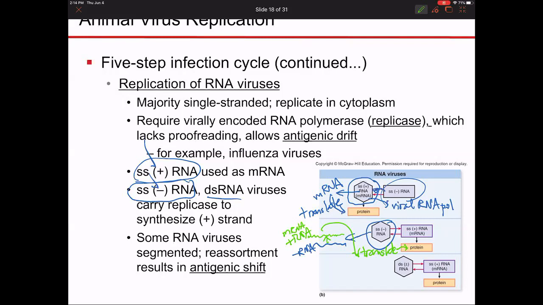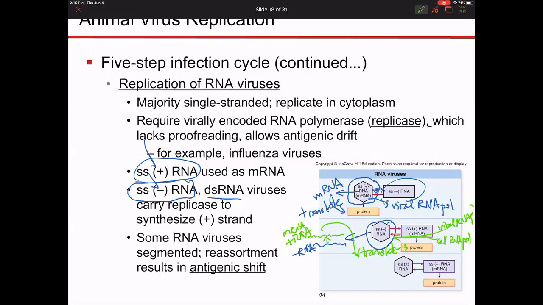proteins. In the case of these viruses, you will find some viruses that bring their own RNA polymerase, that is a viral RNA polymerase. There are others that will just use the cell RNA polymerase to replicate the genome.